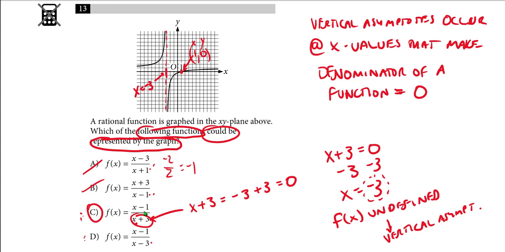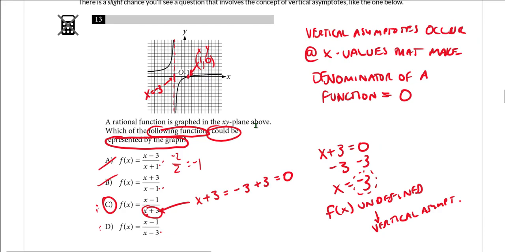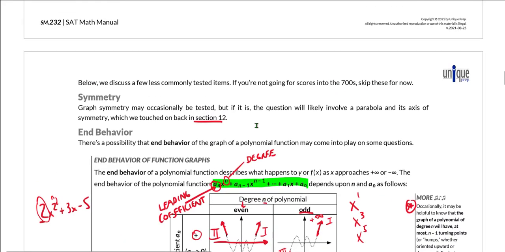So that is it for important features of function graphs. We will move on to do some transformations, translations in a moment. Make sure you review this stuff often. You will definitely see a few questions on every test that will revolve around this material.